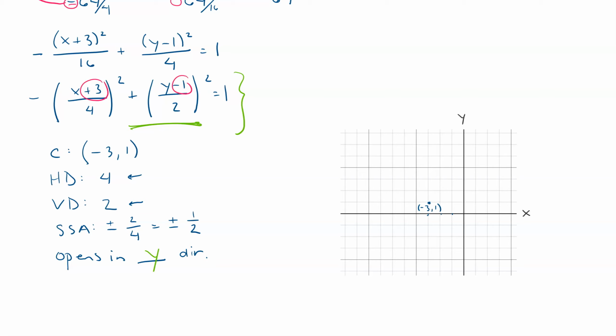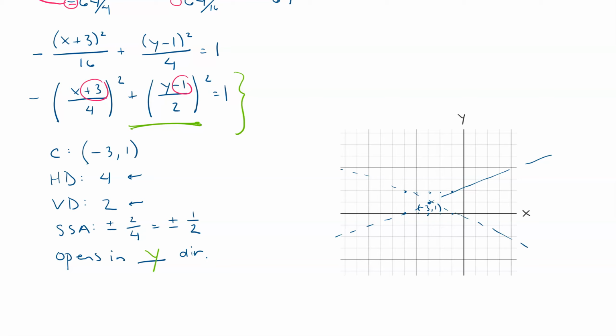Then from this center point, I'm going to grab the slopes of the slant asymptotes. I'm going to go up 1, over 2, put a point there, or I could go down 1 and back 2, put a point there, draw in that asymptote. Then I'm going to go up 1, back 2, put a point there, down 1, over 2, put a point there, draw in that asymptote.